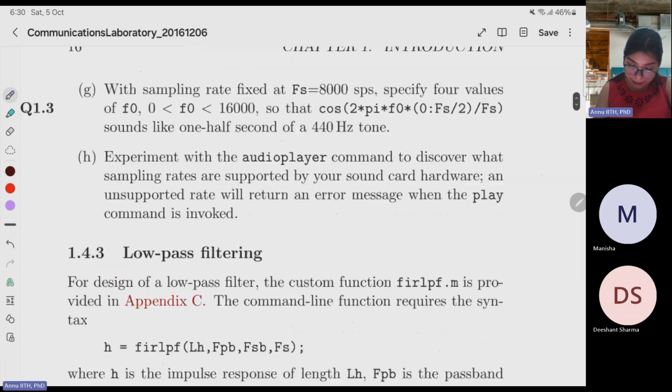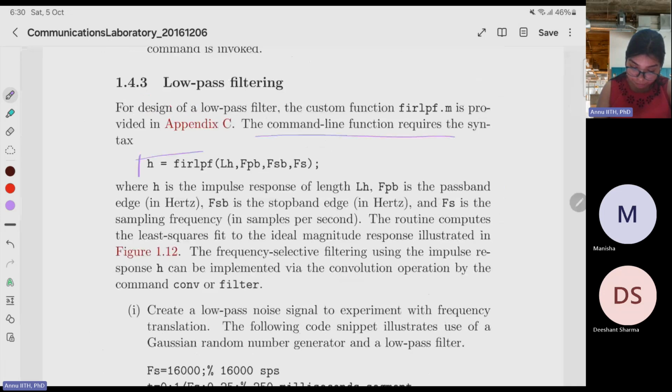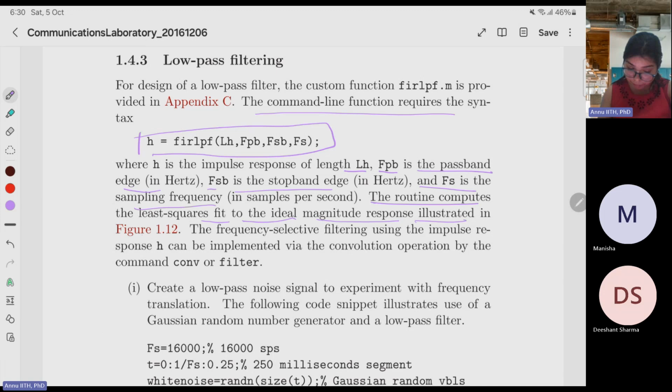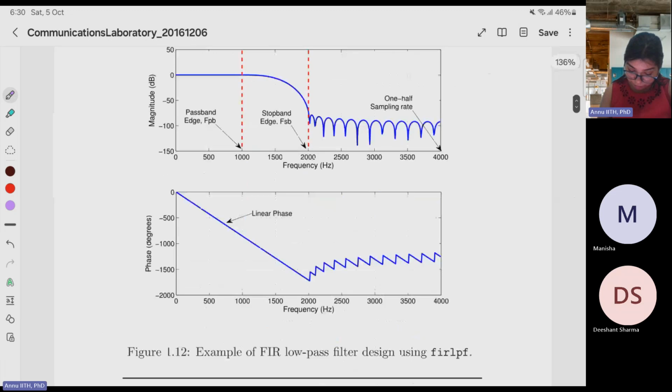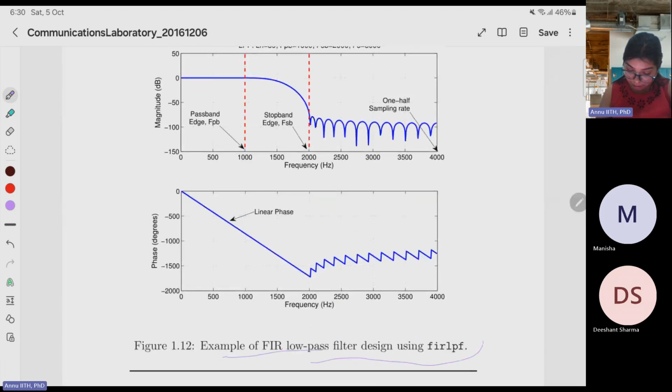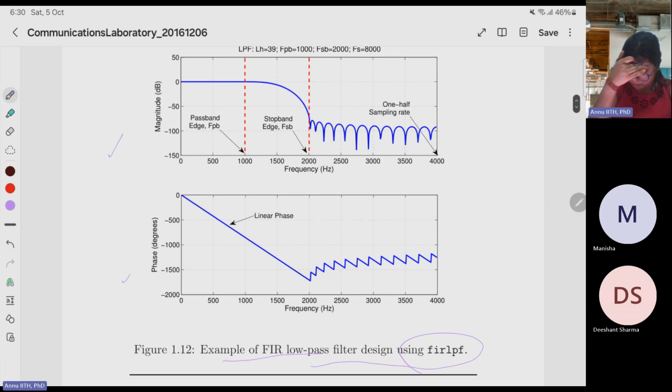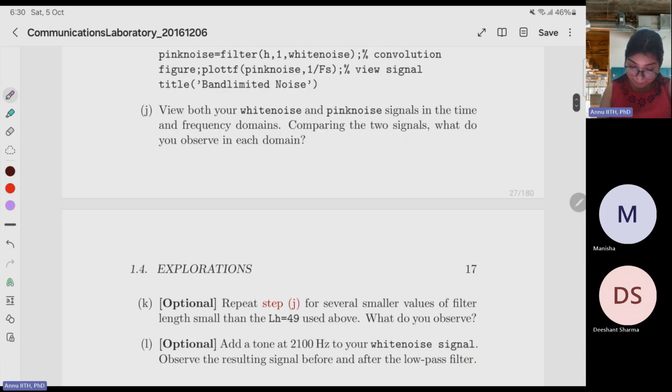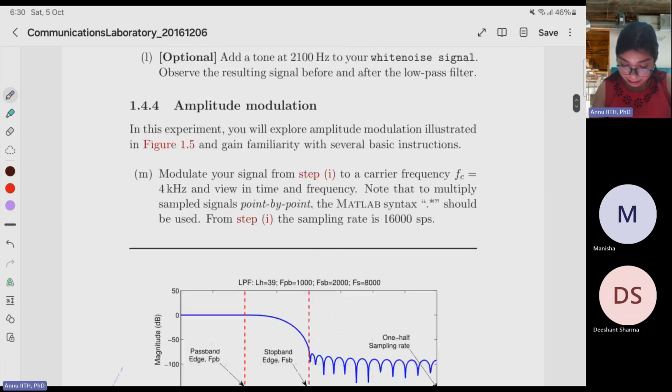Again, for the low pass filtering, the command line for the function requires this syntax: FIRLF, where H is the impulse response of length HL, FPB is the pass band edge, FSP is the stop band edge, and FS is the sampling frequency. The routine computes the least squares fit to the ideal magnitude response illustrated in figure 1.2 that we already saw. So we'll see that. This is an example of FIR low pass filter design using FIRLF. This is the magnitude and phase spectrum. I'll upload this particular document for you, but please try to go through some examples.